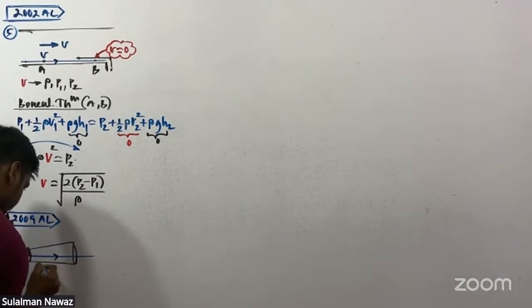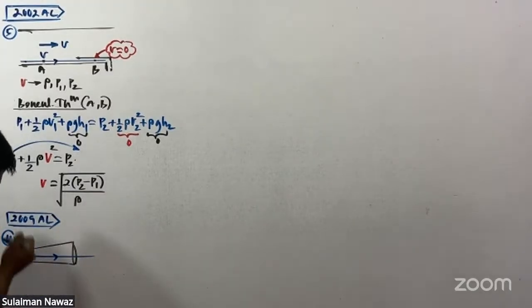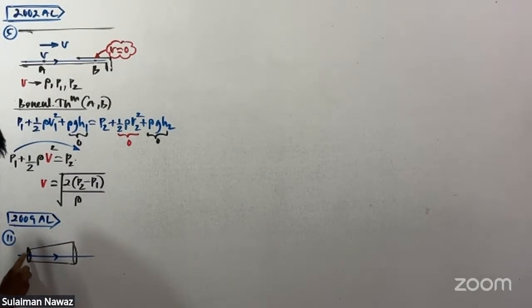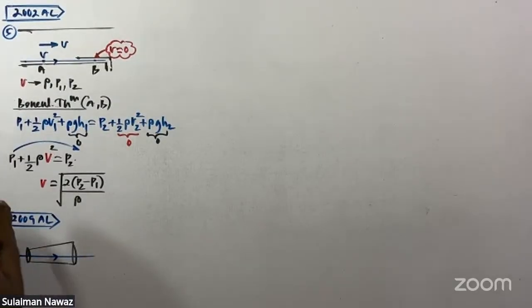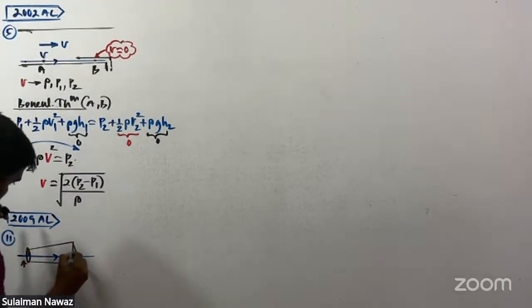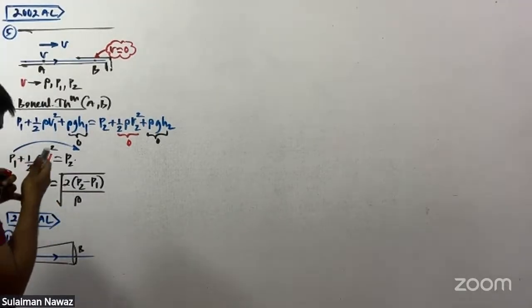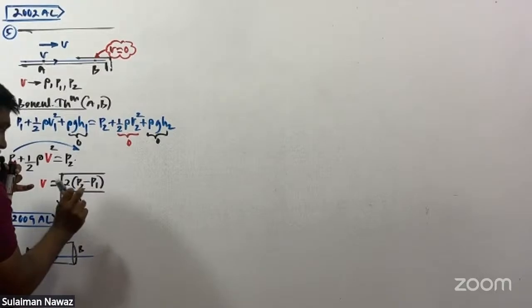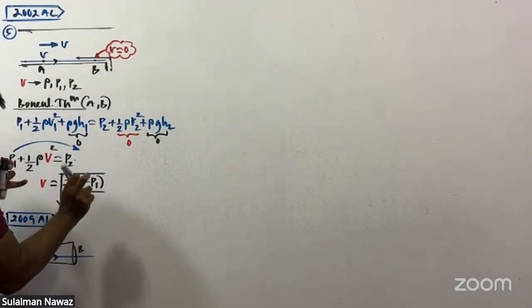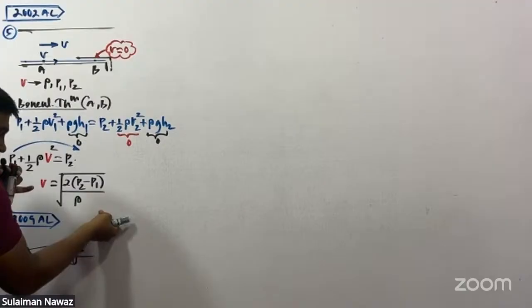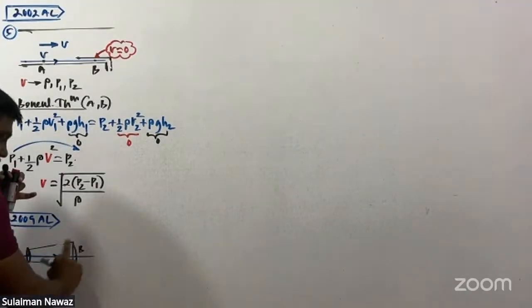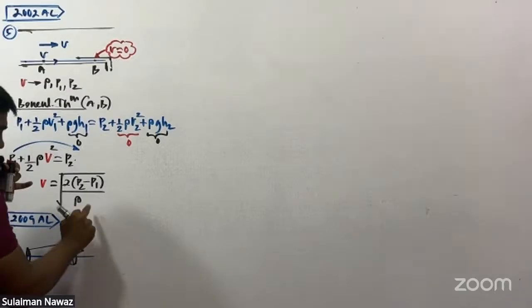So let's consider two points. This point is point capital A. Point capital A is at the lowest cross-sectional area of the tube, and point capital B is at the largest cross-sectional area of the tube. Now already we know from the continuity equation, A1 V1 equals A2 V2. The continuity equation says mass flow rate is constant ideally. When the density of the fluid remains constant throughout the flow, then the volume flow rate is constant.